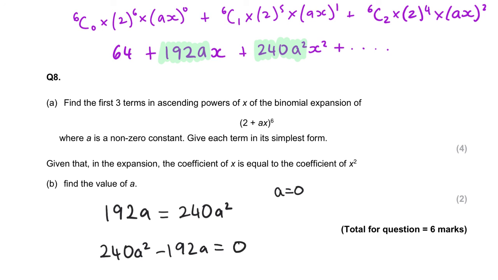So that means that a equals 0 or a equals 4 over 5. However, we're going to reject the 0. Okay, because we always refer back to the question. So my a is 4 over 5. Okay, and I just solved this in my calculator using quadratic. You could factorise, do whatever you prefer.